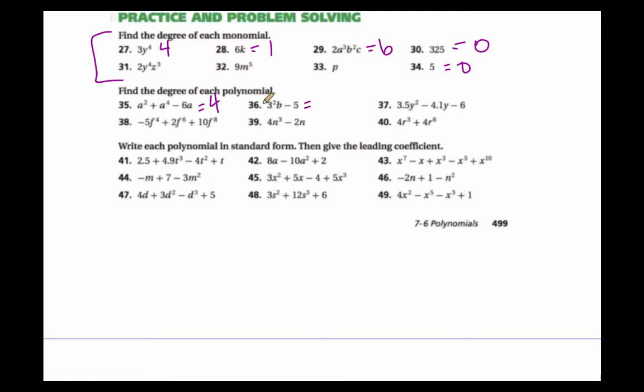Here, I have 2 plus 1 is 3, so the degree of this monomial is 3. The degree of this is 0, so it would be 3. Let's come down here. I have 3 and I have 6, so the degree of this polynomial would be 6.